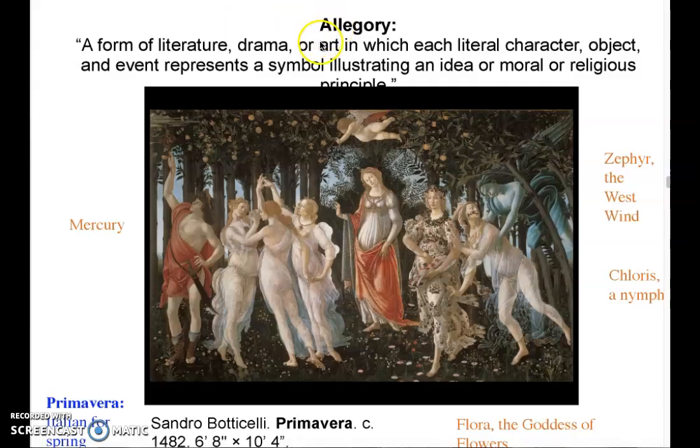So this painting is an allegory, as the textbook explains, and I've given the definition of that term: a form of literature, drama, or art in which each literal character, object, and event represents a symbol, illustrating an idea or moral or religious principle. So one question for you as you read through the book and think about this painting is, what is it an allegory of? What is allegorical about this painting?